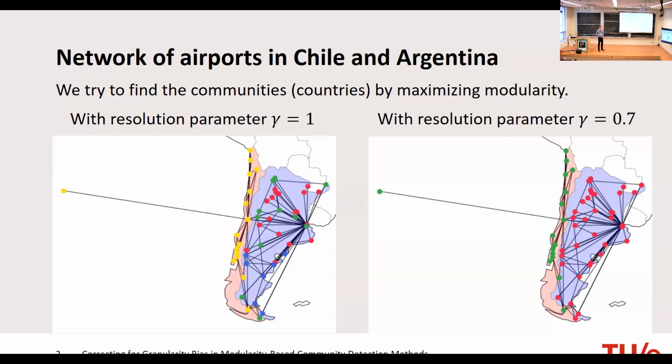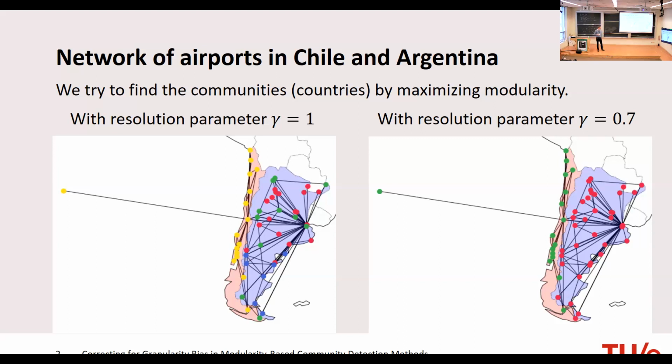Suppose we want to do community detection on this network of airports, and we use the Louvain community detection method. Then we get this, which correctly detects Chile, but splits Argentina up into 3 communities. But modularity also comes with a parameter called the resolution parameter, and if we just slightly change it, then we do get the correct partition. So many community detection methods turn out to need to be tuned to get partitions of the right granularity, and if you don't do that, then you tend to get partitions of the wrong granularity.